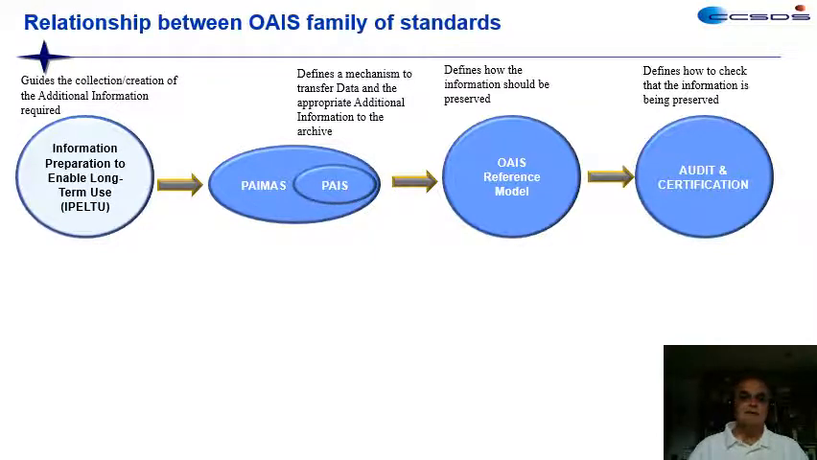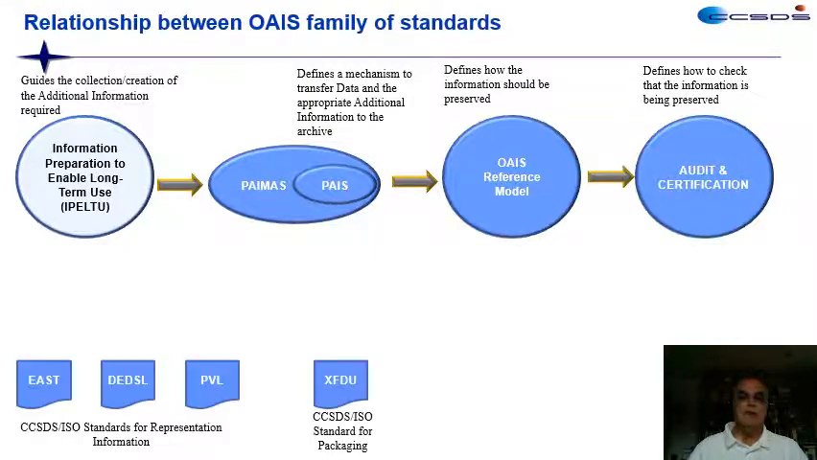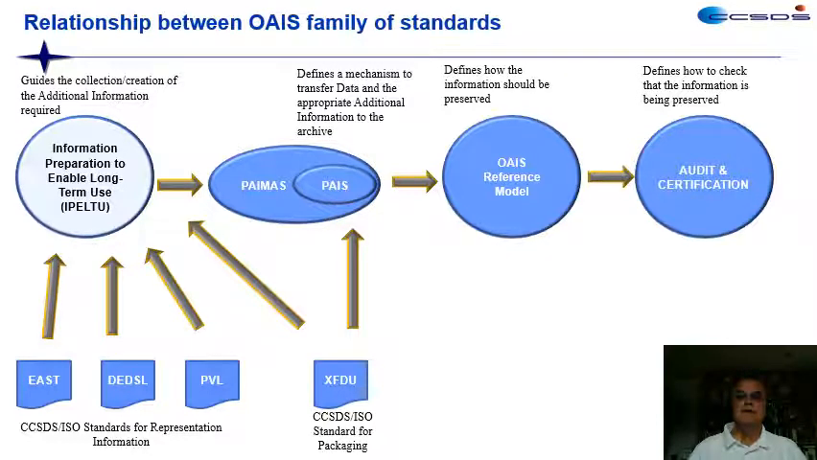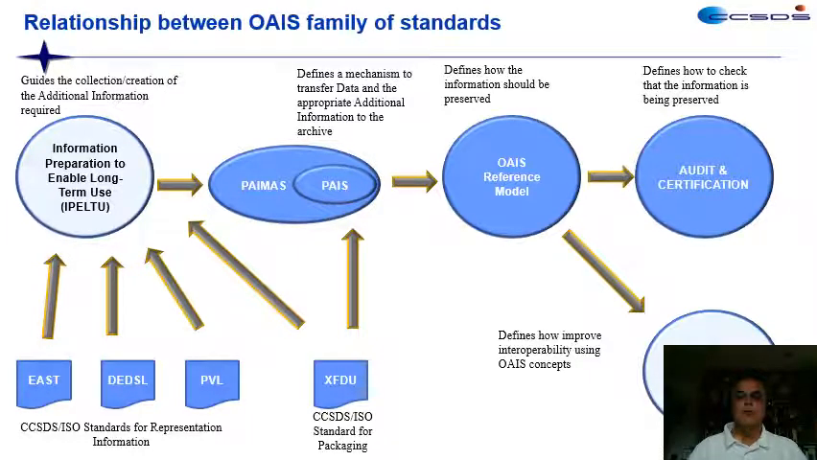We've defined other standards for ways to encode various pieces of representation information and a way to package information that's consistent with OAIS. It has a place for everything that's needed for an archival information package. These can be used to create information objects and information packages. Now we're working on OAIS-IF, which defines how to improve interoperability and can also be used more widely.